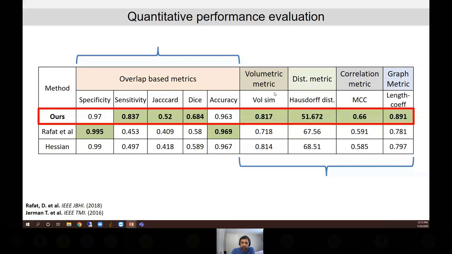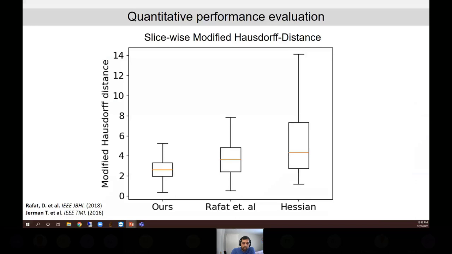Here I show the modified Hausdorff distance in a slice-wise manner. We compute the Hausdorff distance for each 2D slice in the entire 3D volume and present the box whisker plot. The purpose of this plot is to demonstrate that we consistently perform well throughout the entire 3D volume, as opposed to other methods whose performance degrades as we go deeper into the 3D stack.